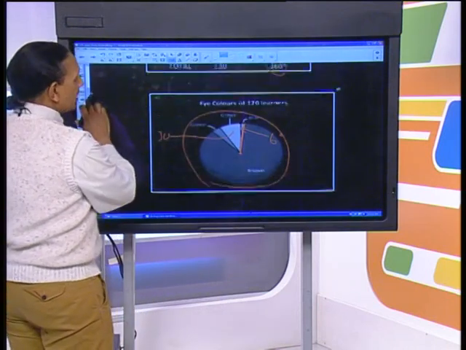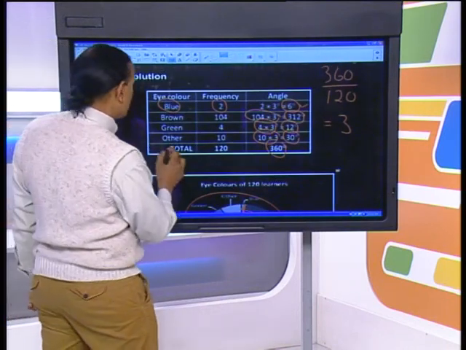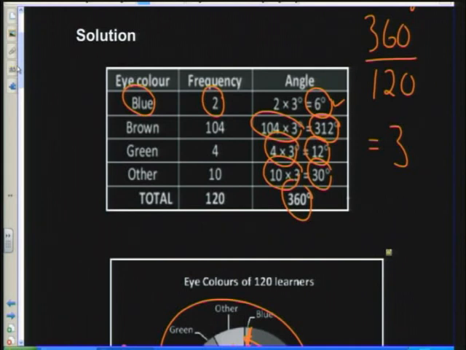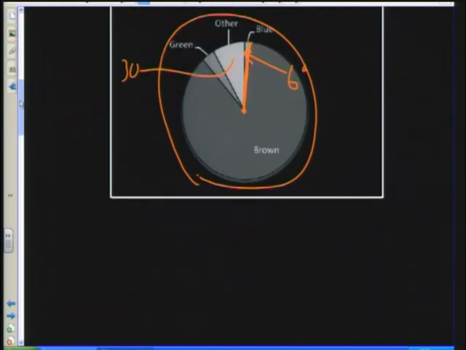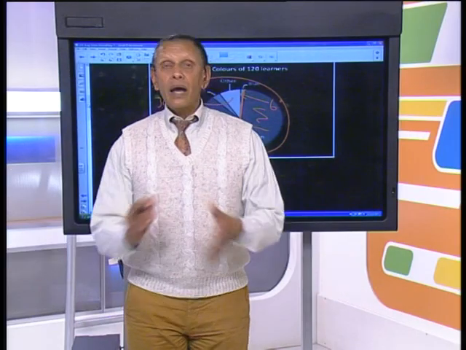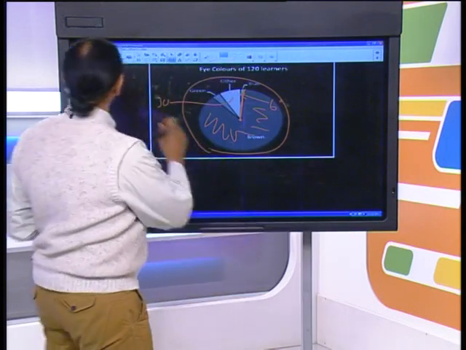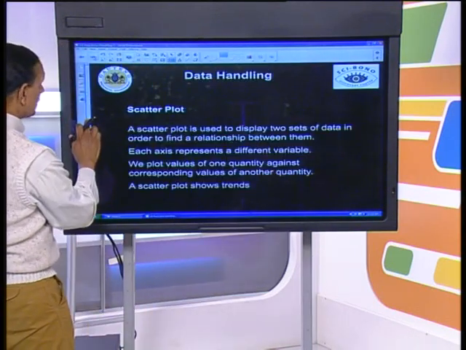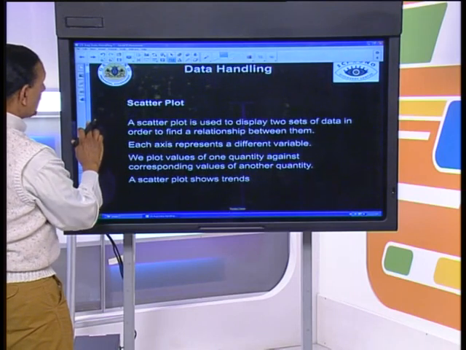And you'll notice that the biggest answer was the brown, which was 312. Can you see here? The brown is the biggest part, which is the biggest angle. Right. I hope you guys could do it and you did follow my argument. Right.